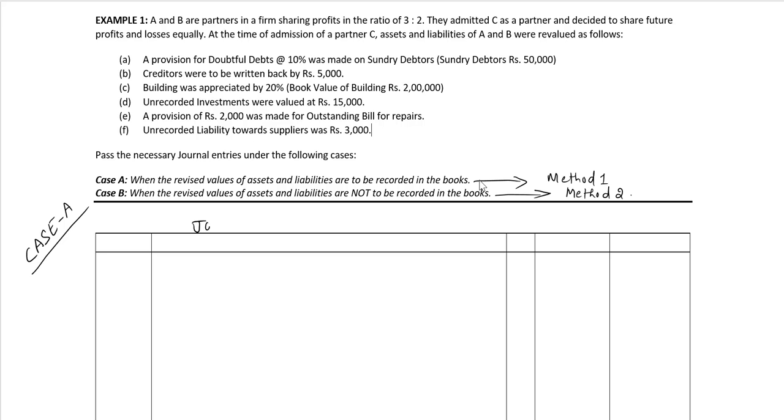Journal. Date. Particulars. LF number. Debit rupees. And credit rupees. The first journal entry, we will debit revaluation account.